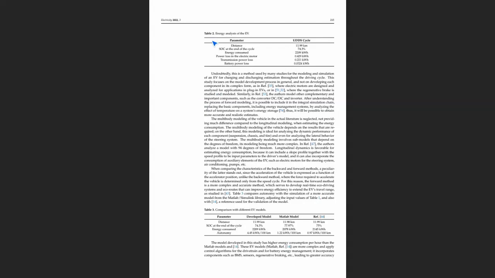Last one, distance. You will give a table in your midterm project. Distance is actually clear because it is dependent on your drive cycle and EDC. I suppose it is 11.35 kilometers. Also the state of charge at the end of the cycle, like this one, and energy consumed. Power loss is not important. Transmission power loss is not important. Battery power loss is not important. I am waiting from you in your midterm project for these three parameters as a table.